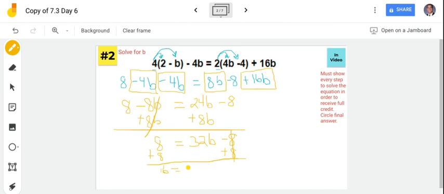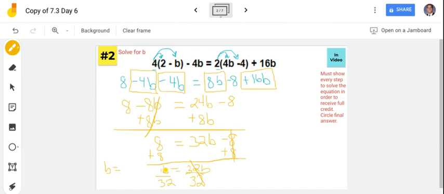equal to 32b. Okay, fifth and final step here is to solve for b. So I need to divide both sides by the coefficient of b. So the number in front of b, the number being multiplied by b, and that would be 32. So I'm dividing both sides by 32. Those 32 simplify to 1 times b, which is b. So b is equal to this fraction right here, 16 over 32.